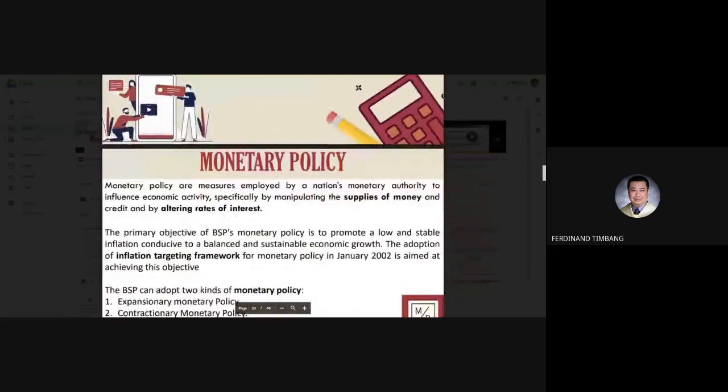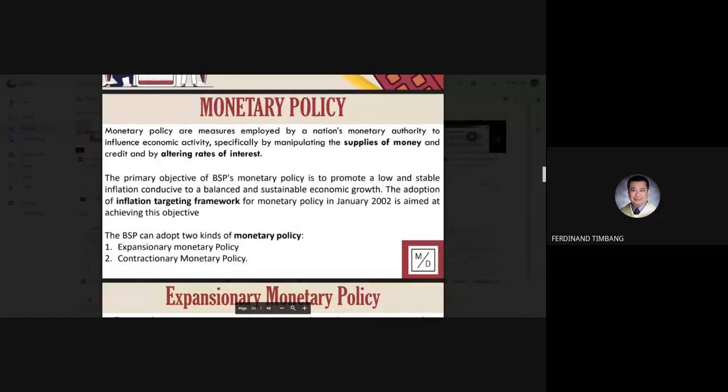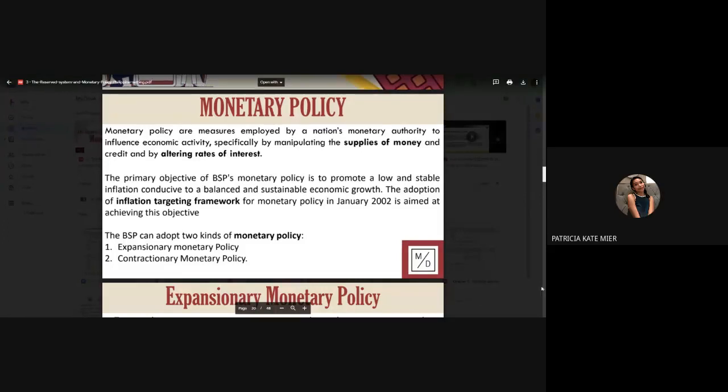Okay, dito na tayo sa monetary policy. So, monetary policy are measures employed by a nation's monetary authority to influence economic activity, specifically by manipulating the supplies of money and credit and by altering rates of interest.